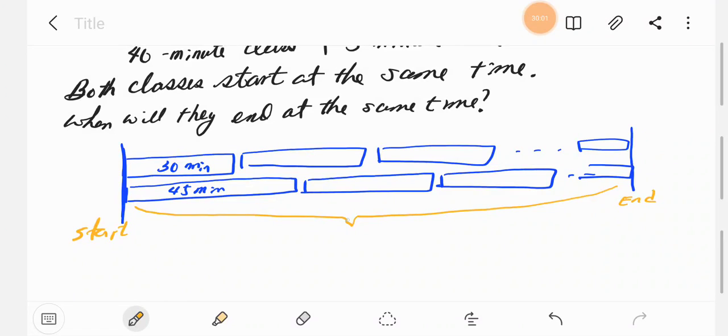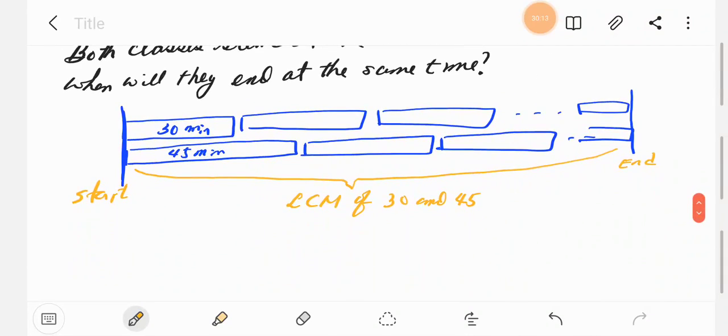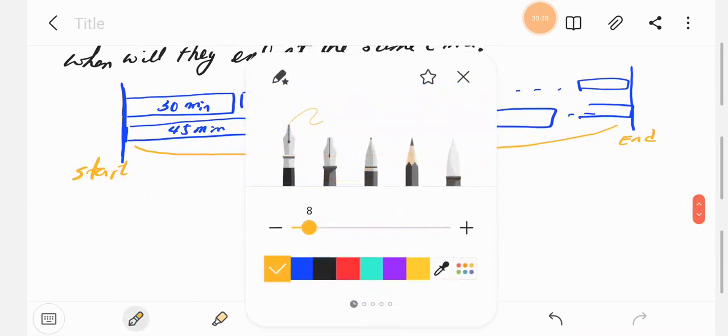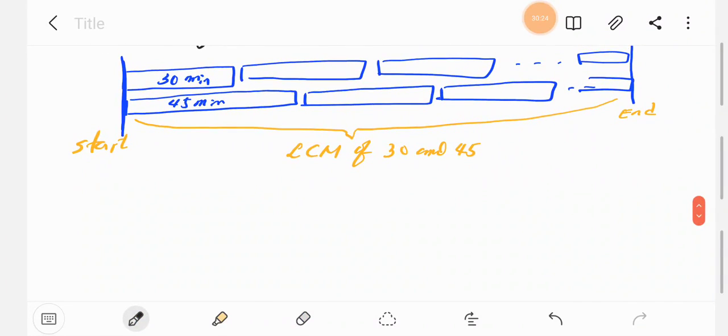Then actually this will be the LCM, right? LCM of 30 and 45. If we find the LCM of these two numbers, then they finish at the same time. Alright, so let's find the LCM. Let's use method 2.